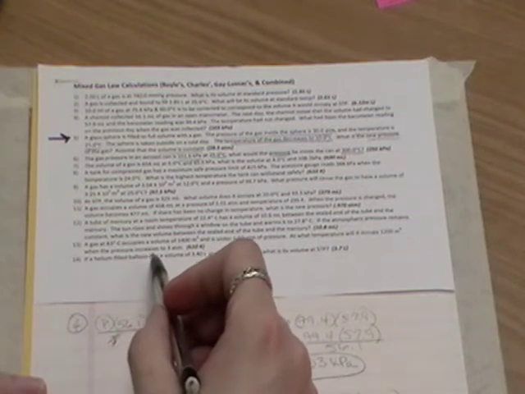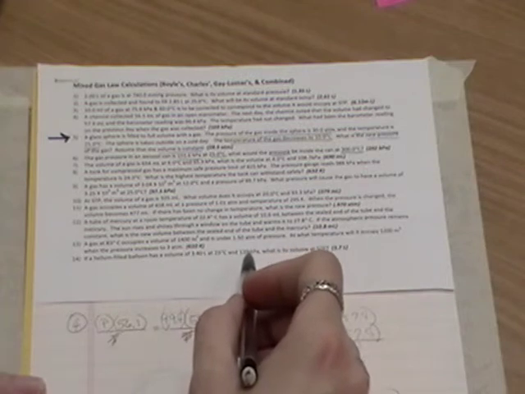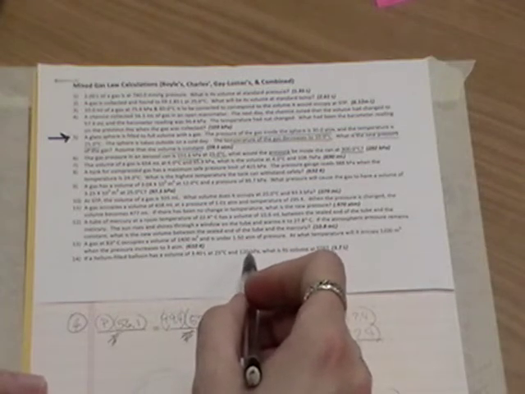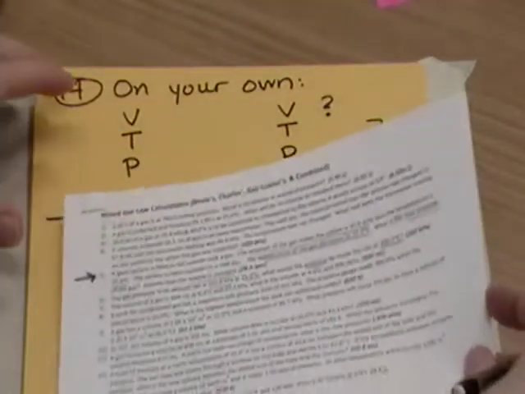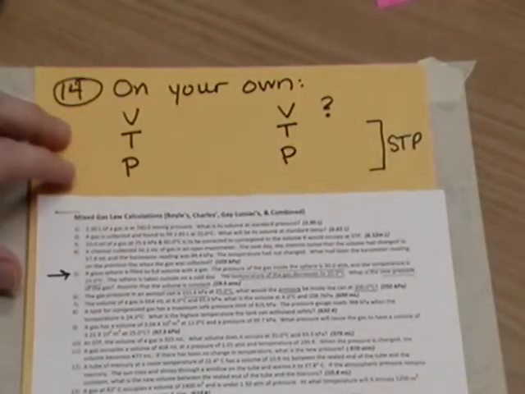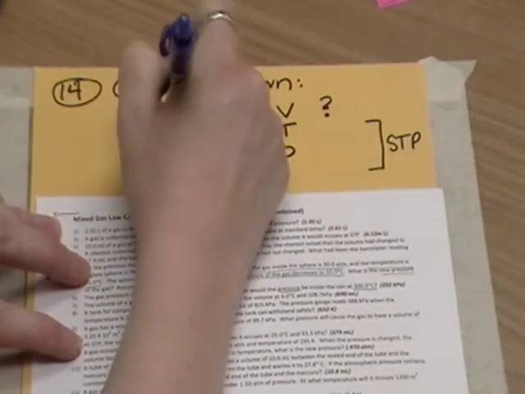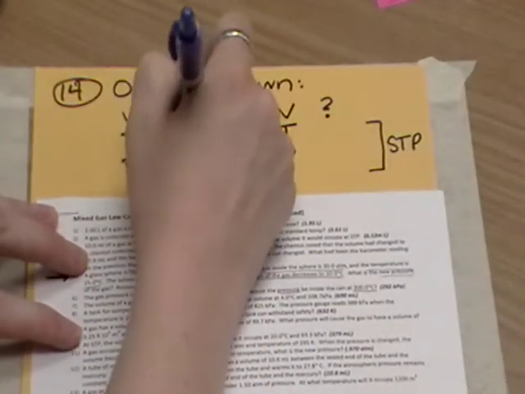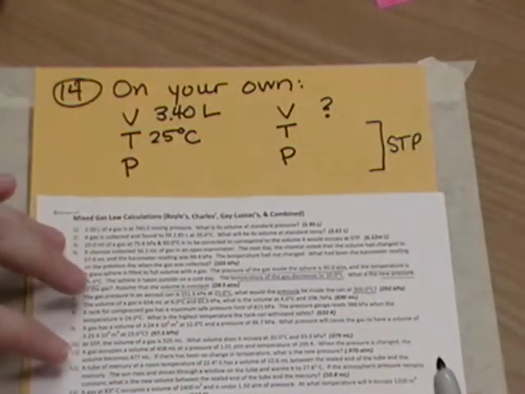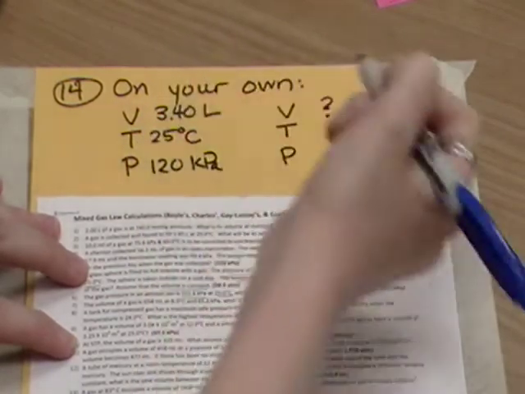You have a helium-filled balloon. It has a volume of 3.40 liters, 25 degrees Celsius, 120 kilopascals. And the question is, what is its volume at STP? So if I go ahead and fill in all the information that I have, looking on that piece of paper, I'll see that it tells me right off the bat, volume of 3.40 liters. And it tells me the temperature is 25 degrees Celsius, and it tells me that the pressure is 120 kilopascals.